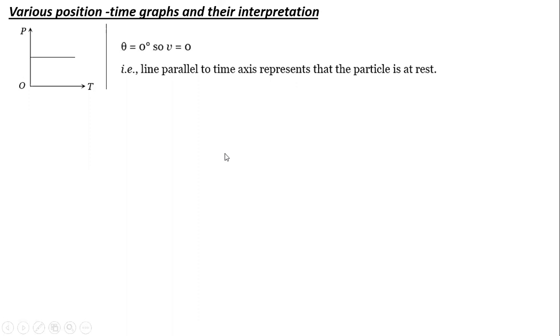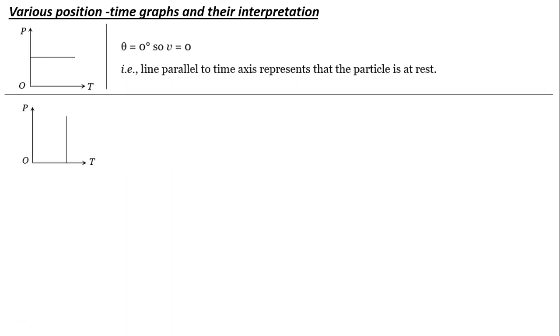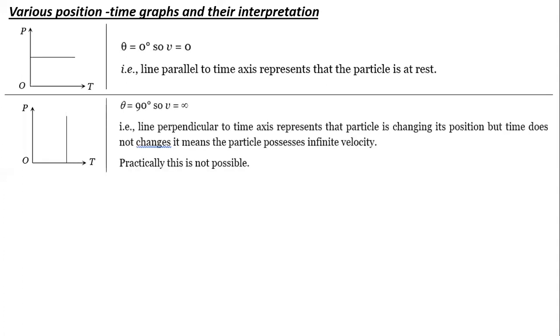This is the first case. The second case: suppose I have such a type of graph. It is a vertical line. If it is a vertical line, theta is 90 degrees. That means tan of 90, as per the standard trigonometric values, is infinity, it is not defined. So if tan of 90 is infinity, the velocity is infinity, which is not possible. So I can directly state that theta is 90, velocity is infinity.